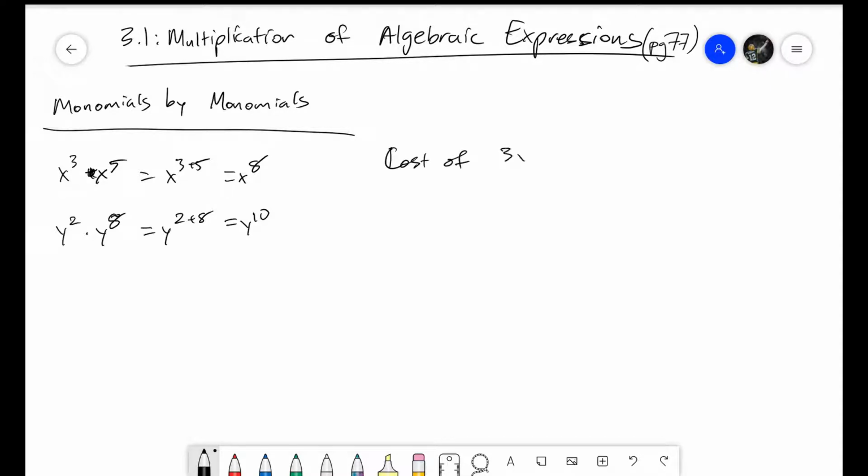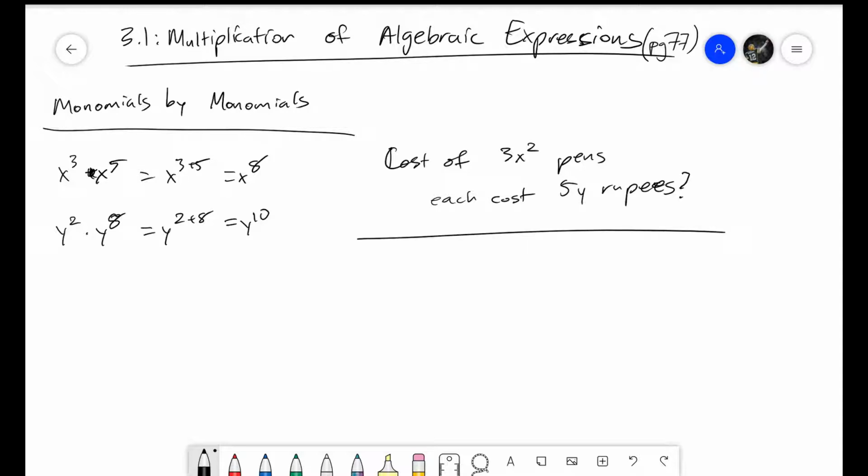So example 1 is: what is the total cost of 3x squared pens that each cost 5y rupees? So to do this you have to multiply 3x squared by 5y. So what is this equal to? Well, first you multiply the constant portions together. So this is 3 times 5. Then there's an x term here, but there's no x term in this one. And there's a y term here, but there's no y term here. So you can leave those as they are. So this should be 3 times 5 times x squared times y, which is equal to 15x squared y.